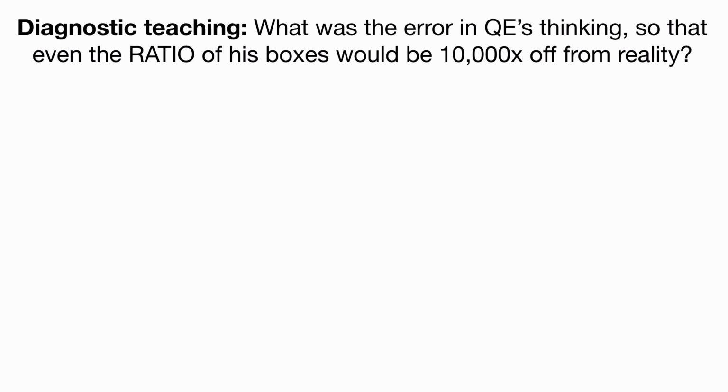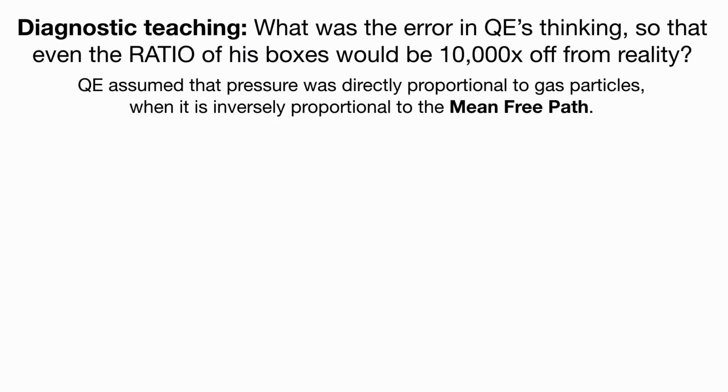So again, let's go back to diagnostic teaching. What was the error in his thinking? So that even the ratio of his boxes would be 1,000 or 10,000 times off from reality. So think about that for a moment. And it's because he assumed that pressure was proportional to gas particles.